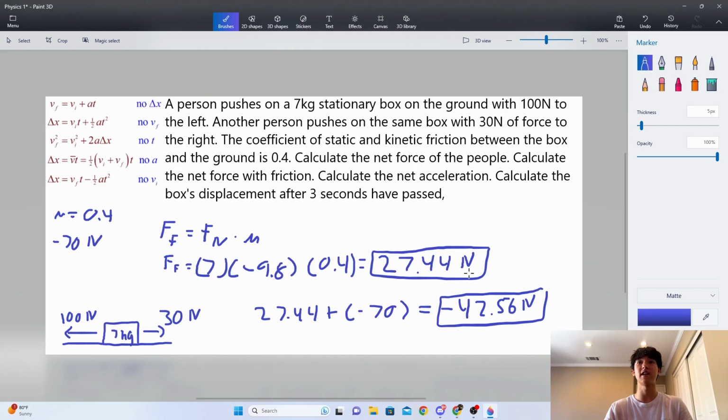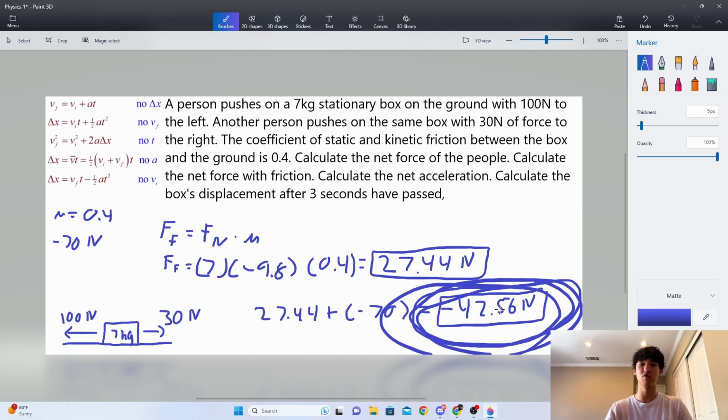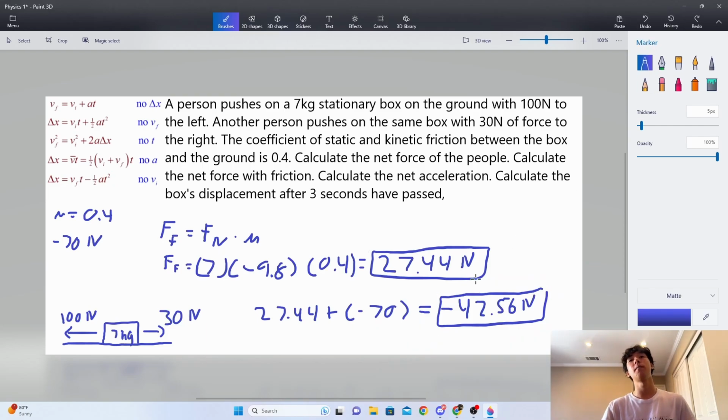Now we have to calculate the net acceleration. So this is the movement. This is the actual movement of the box, negative 42.56 newtons. So all we got to do is literally just negative 42.56 is equal to ma, right? So 7a. So divide by 7, divide by 7, and our acceleration is going to be a negative number, which makes sense because acceleration also shows direction. So this just means that it's going to the left, and it's accelerating to the left. So this value is going to be negative 6.08 meters per second squared.